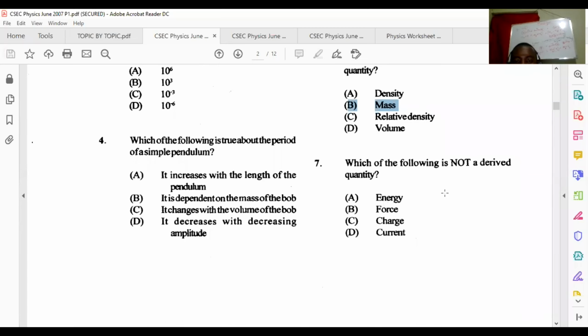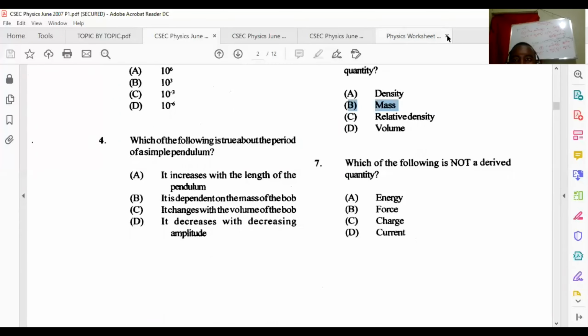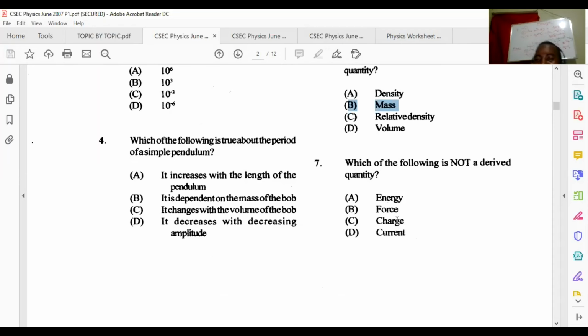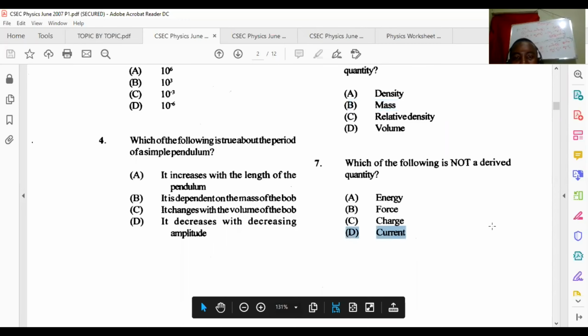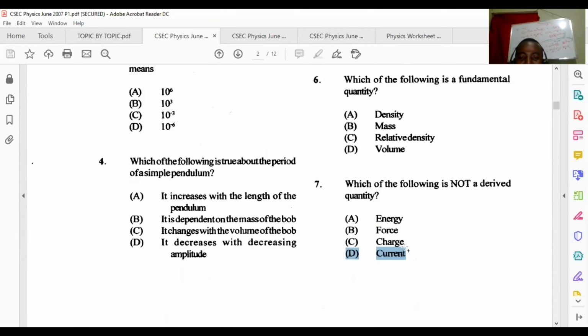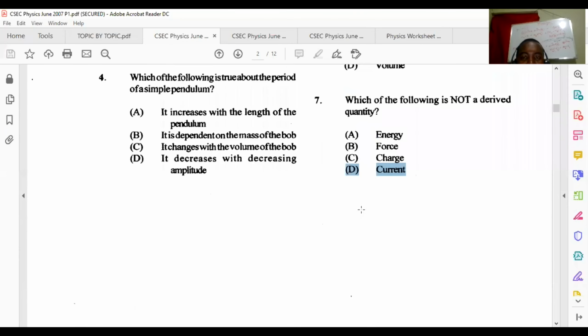All right, which of the following is not a derived quantity? Charge? No, it's not charge. If it's not a derived quantity, then what type of quantity is current? Fundamental. So remember we have 5 fundamental quantities: length, time, mass, temperature, and current. So therefore the answer here would be current. Sir, I thought it was 7. Yes, we have 7, but CSEC is just for 5. CAPE is 7. Charge is a derived quantity then. Yes, it is.